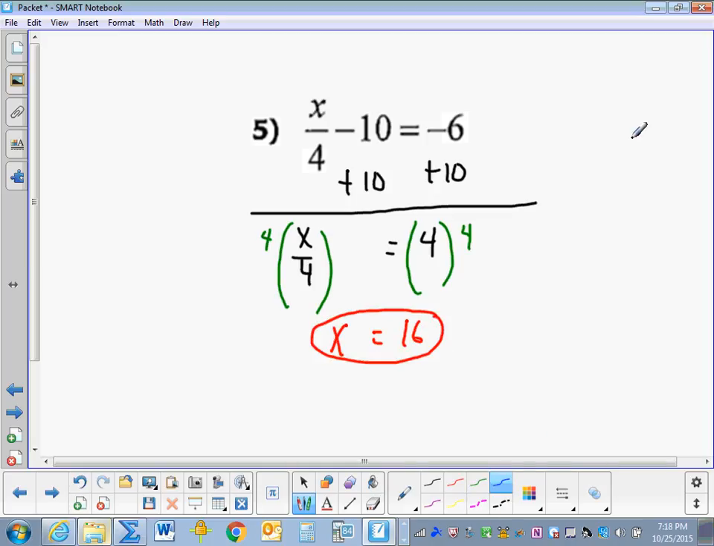So let's check our answer. 16 divided by 4 minus 10 is equal to negative 6. 16 divided by 4 is 4. 4 minus 10 is negative 6. Negative 6 is equal to negative 6. So that one checks.